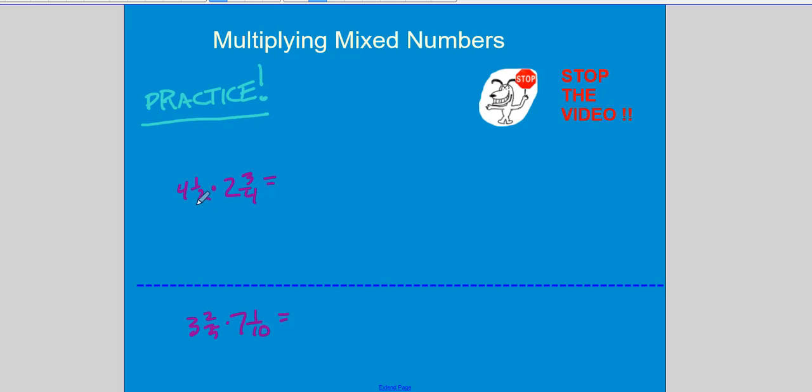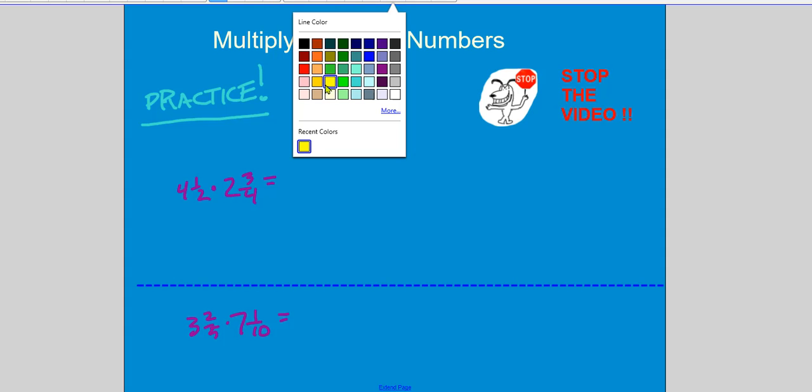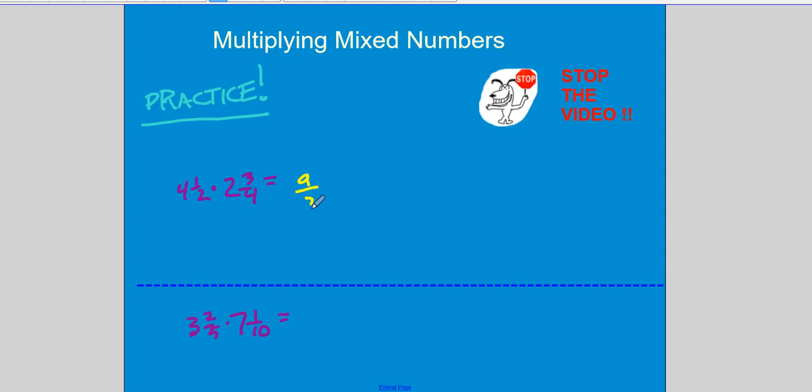Okay, so I'm first going to convert these mixed numbers to improper fractions. So 4 times 2 plus 1 is 9 over 2. So that's 9/2 times, and 2 times 4 is 8 plus 3 is 11 over 4. Unfortunately, nothing I can reduce here, so this is 99 over 8. That's an improper fraction. I'll change it to a mixed number by dividing 8 into 99.